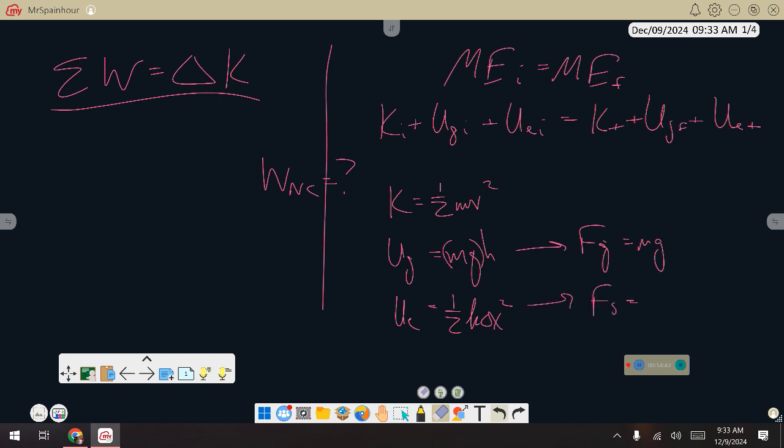Force of spring is, well, the absolute value is K delta x, which you see one of those right there. Yes? So from the coefficient, what is that called? Spring constant. So it's lowercase, and then for kinetic it's capital.